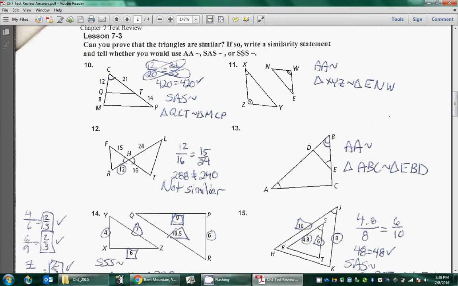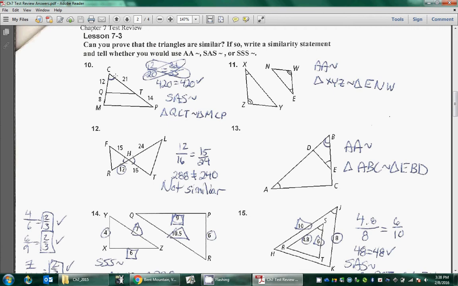So if I look, my side of 12 on the left-hand side of that small triangle would have to pair with the whole thing of 20. So I would have to add the 2 pieces to get the whole thing of CM. My side of 21, which is CT, would have to pair up to get me to the whole thing of CP, which is 35.